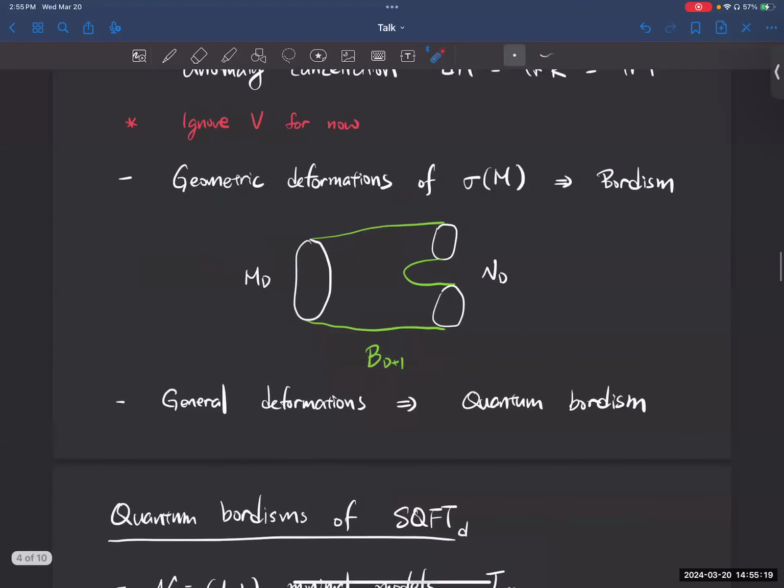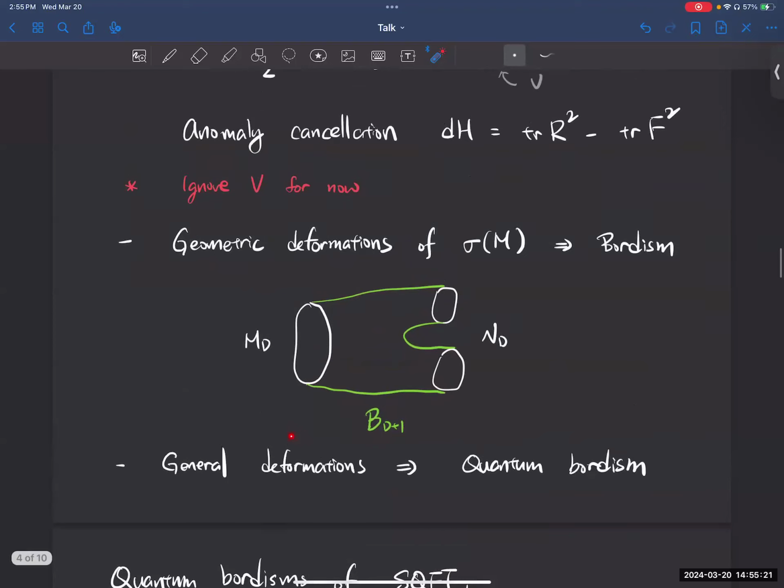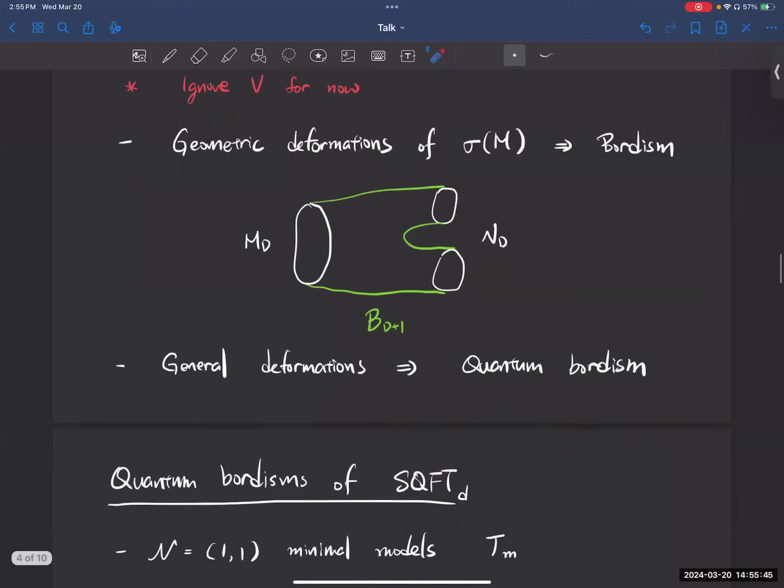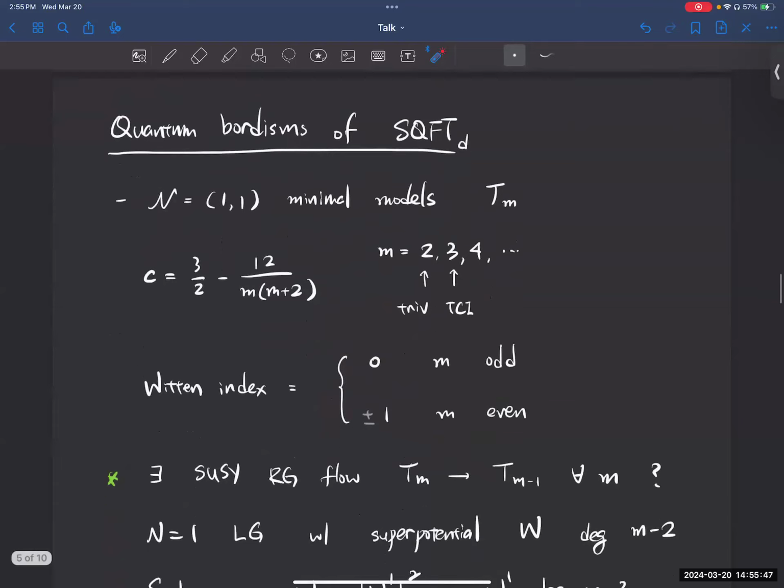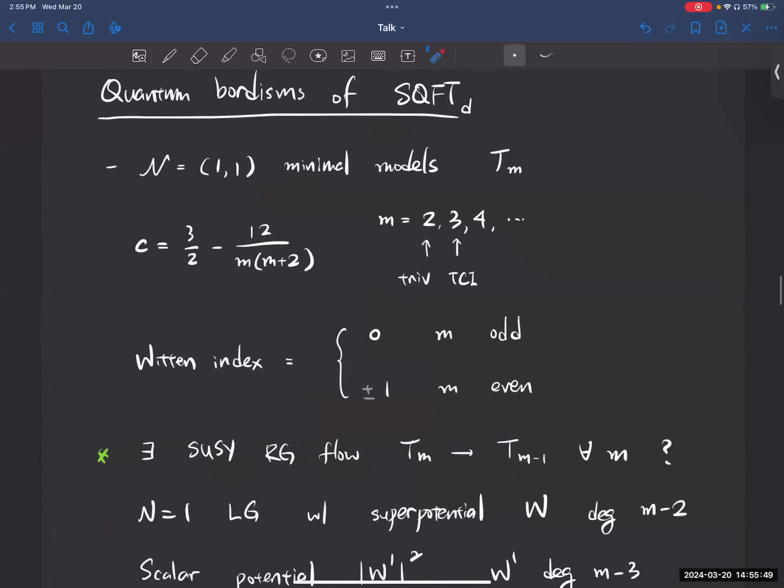So moving on. This is the picture you should have for geometric deformations. But as a quantum field theory, there can also be non-geometric, more general deformations, and sometimes colloquially we call it quantum cobordism. Quantum cobordism is not just one cobordism. There's a lot of extra data you specify. We're going to focus on a particular type of quantum cobordism later.